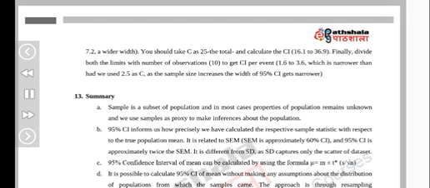That would give a wider width. You should take C as 25, the total, and calculate the CI as 16.1 to 36.9. Finally, divide both the limits by the number of observations, 10, to get the CI per event of 1.6 to 3.6, which is narrower than had we used 2.5 as C. As the sample size increases, the width of the 95% CI gets narrower.